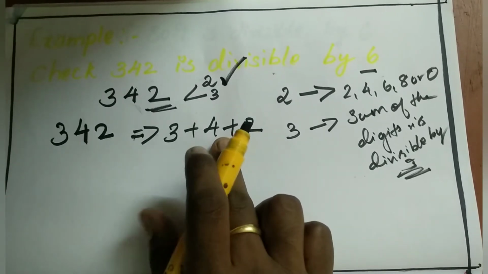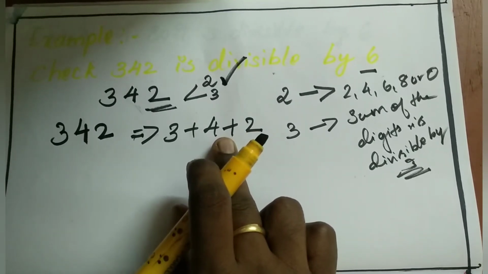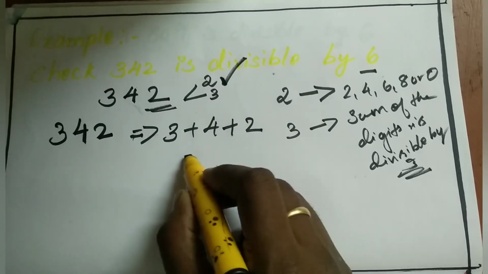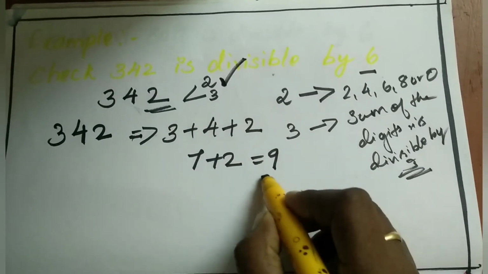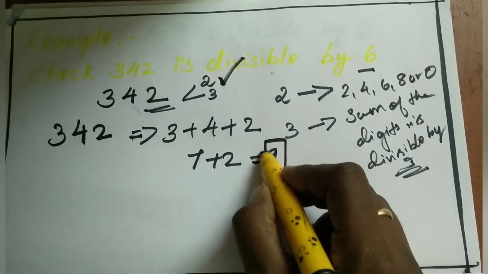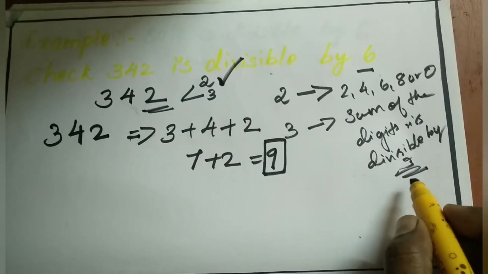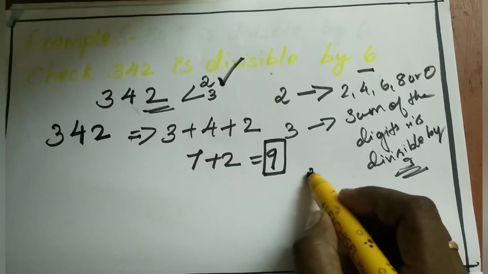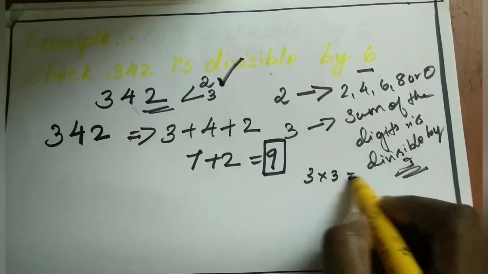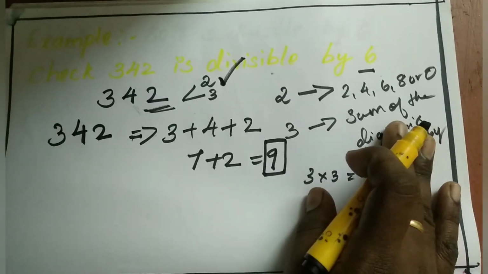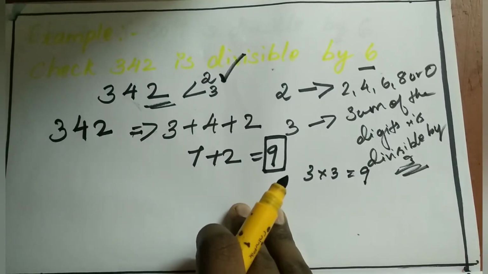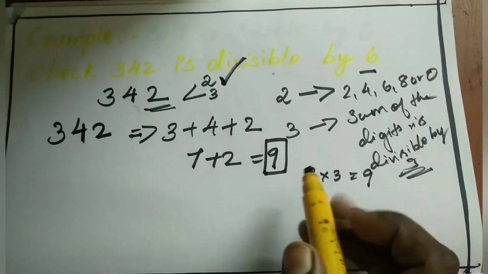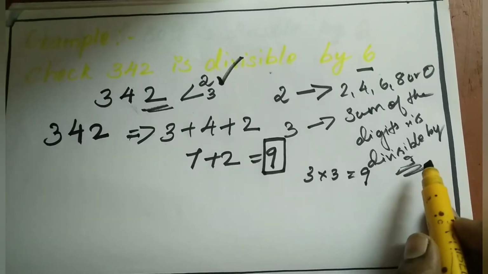What's the answer for 3 plus 4, my dear kids? Yes, it's 7. 7 plus 2 is 9. So is 9 divisible by 3? Yes, in the 3 table, 3 3s are 9. We already discussed this, so if you have doubt, please go through the previous video. So 9 is divisible by 3.